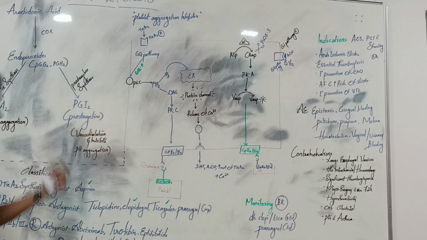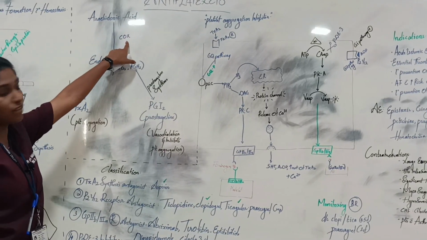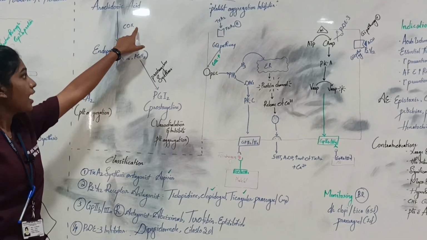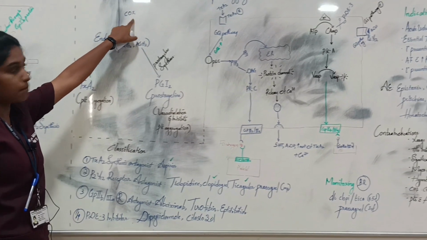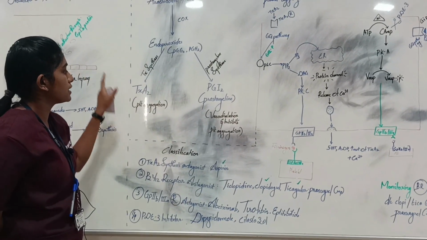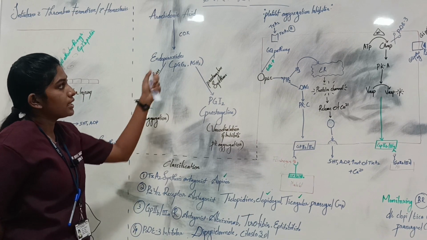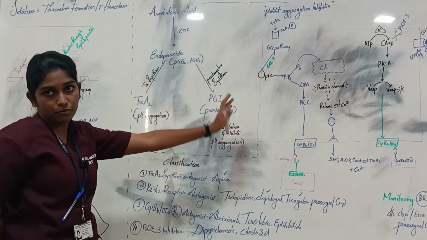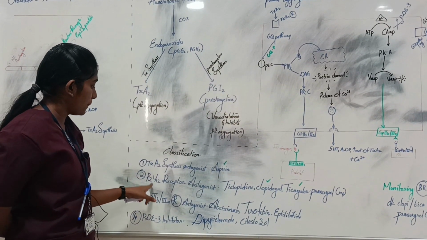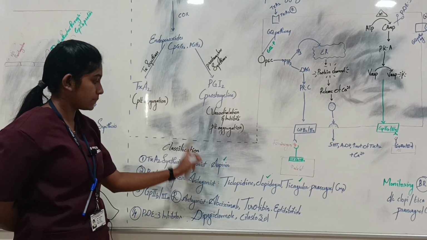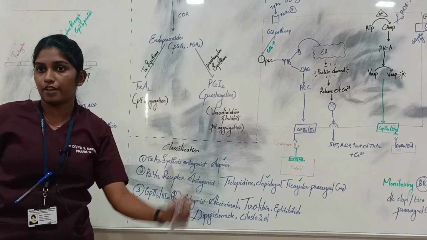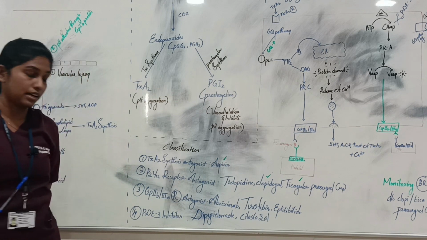Coming to the classification, we have the thromboxane A2 synthesis antagonist. Aspirin acts on the COX. It inhibits the COX, thereby inhibiting the synthesis of thromboxane A2, so the additional steps won't happen. Then we have the P2Y12 receptor antagonist. Coming to aspirin, it is the first drug which was identified as an antiplatelet.